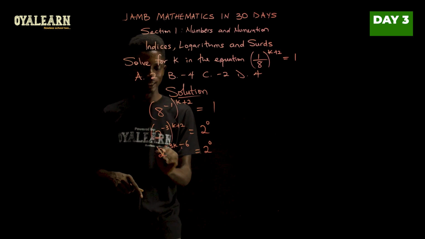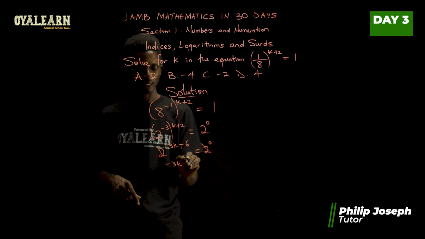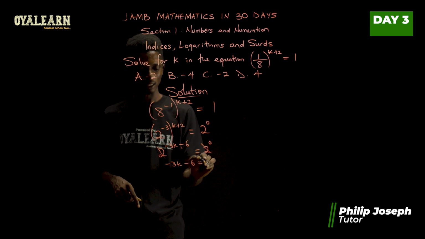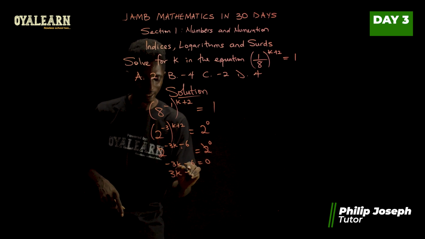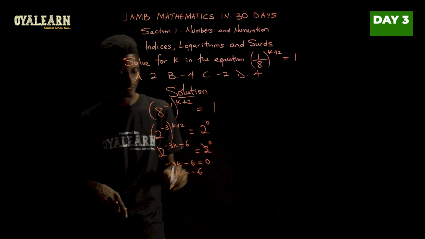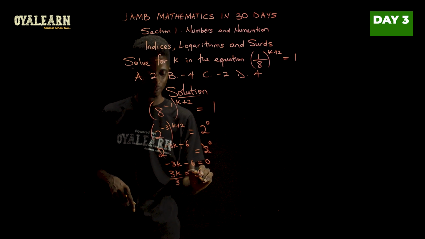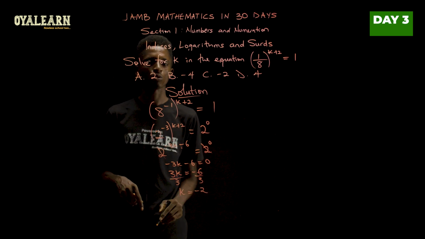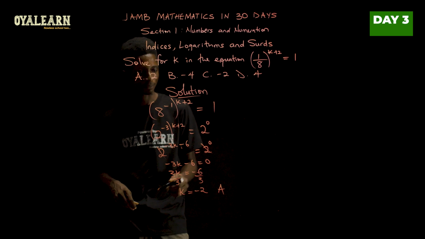Now the base can then cancel. So we have minus 3k minus 6 equals 0. This can then be written as 3k equals minus 6. So to make k the subject, divide both sides by 3. And then we see that k equals minus 2. So the correct option is option A.